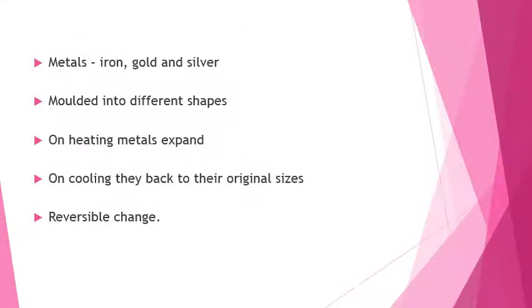Changes can be brought about by heating or cooling certain substances. Metals like iron, gold, and silver soften on heating and can be molded into different shapes and sizes. Thus, on heating, metals expand, and on cooling, they go back to their original sizes. It is a reversible change.